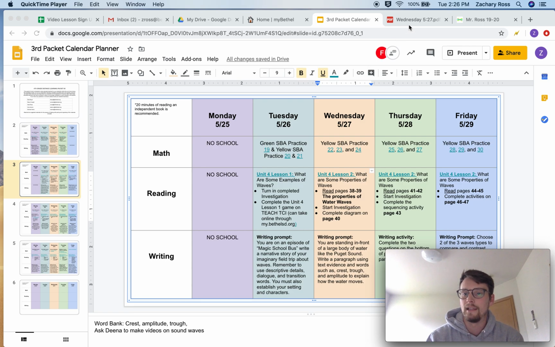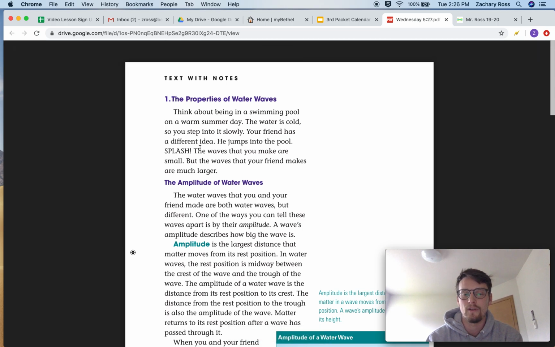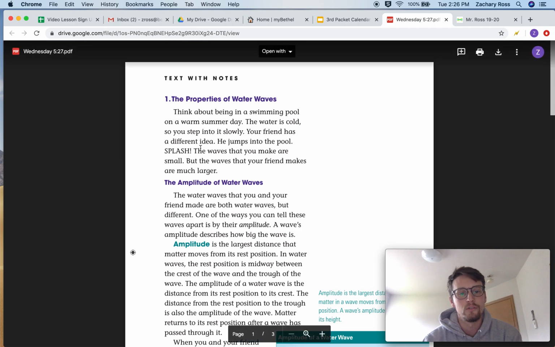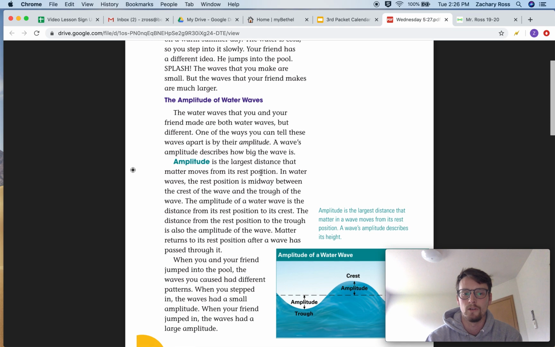Okay, let's go ahead and look at our reading for lesson number 2. Here we go. The properties of water waves. Think about being in a swimming pool on a warm summer day. The water is cold, so you step into it slowly. Your friend has a different idea. He jumps into the pool. Splash! The waves that you make are small, but the waves that your friend makes are much larger.